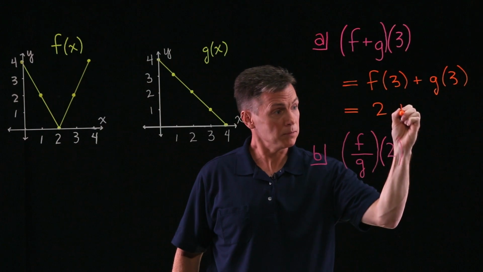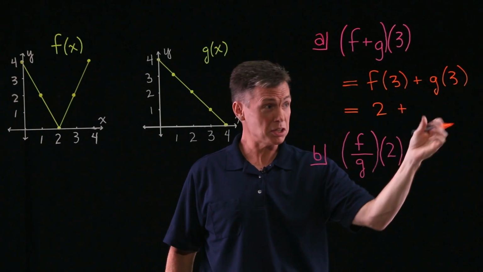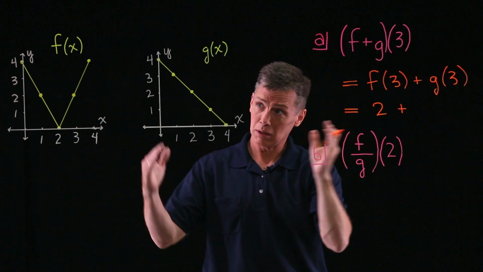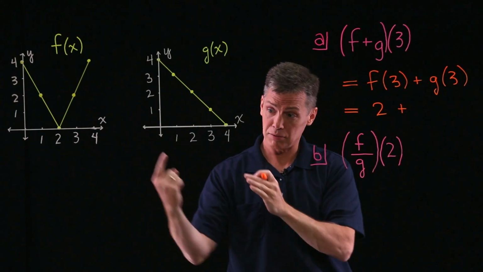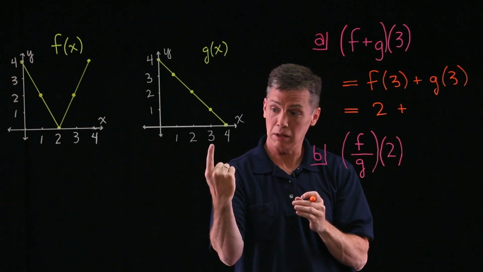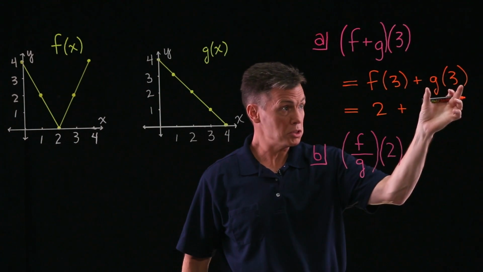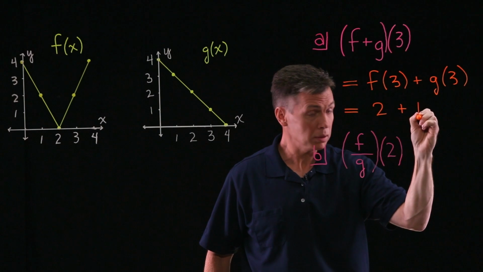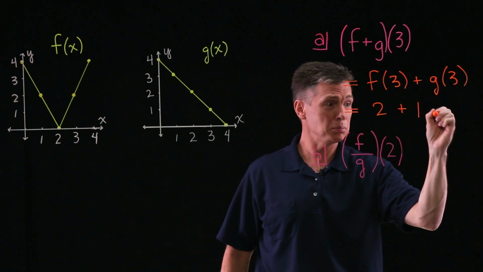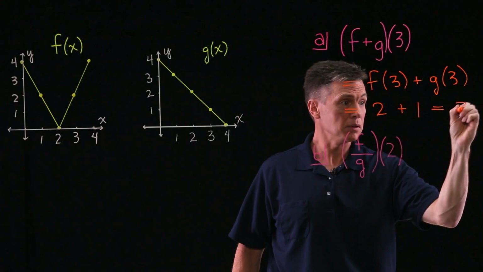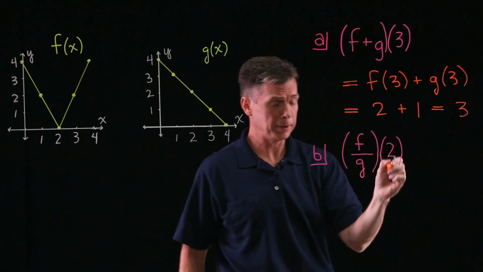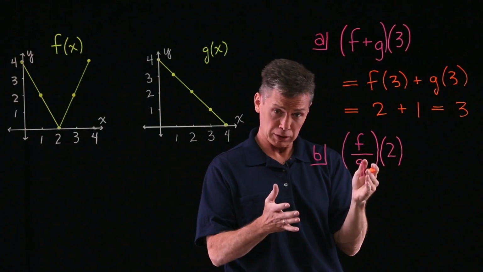And then this plus, and I'm again thinking function notation, g of 3. I look at my g of x graph. The argument is again 3. This time my y value is 1. So g of 3 gets replaced with 1. And then you do some arithmetic. 2 plus 1 equals 3. And you're done. Okay?